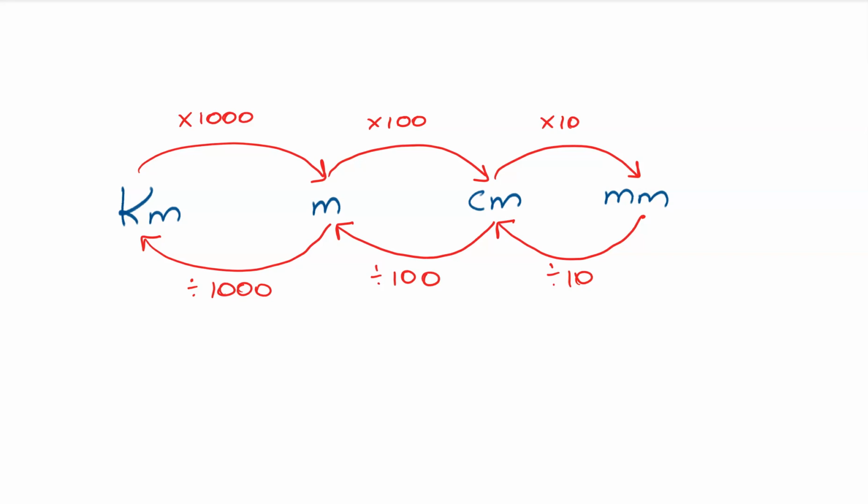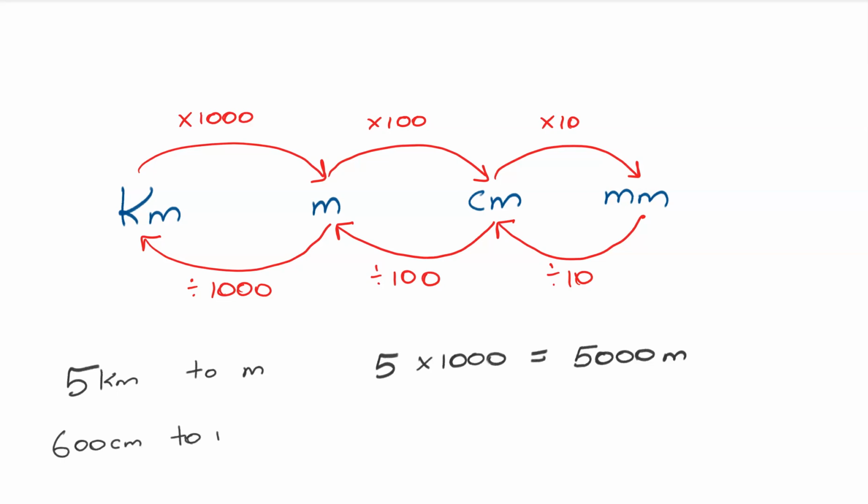If we were to convert 5 kilometers to meters, I'll multiply 5 by 1,000, and we get 5,000 meters. So 5 kilometers is equal to 5,000 meters. Now let's say we were going to convert 600 centimeters to meters. Again, I'll go 600 divided by 100, which equals 6 meters. So that is how we go about converting our lengths.